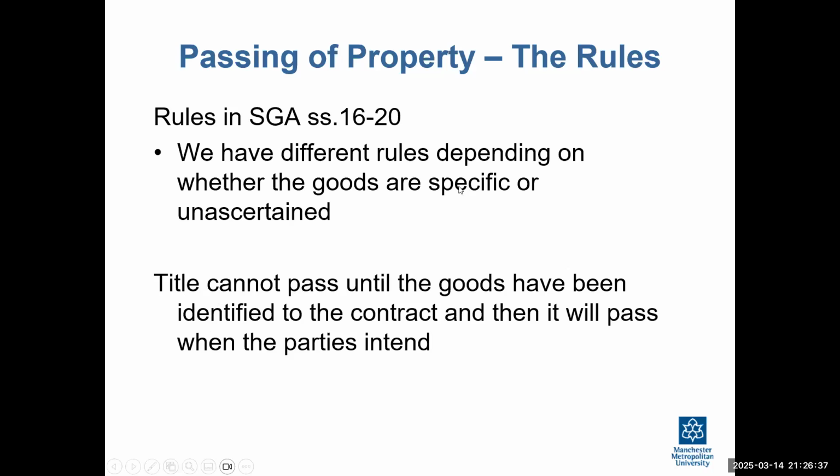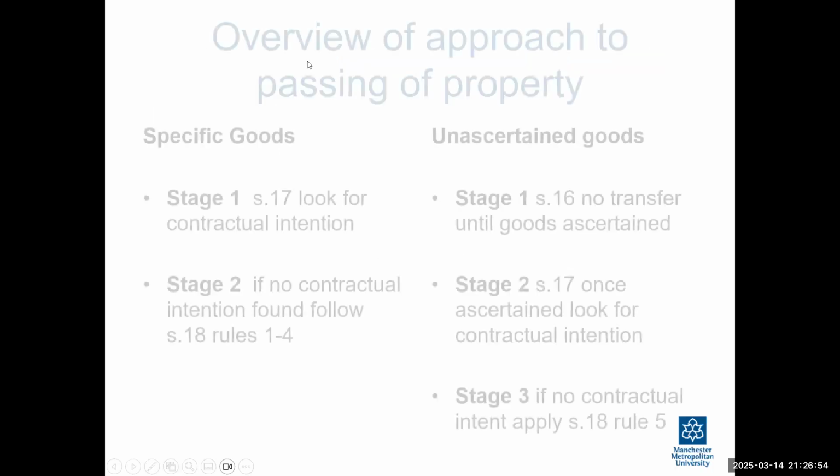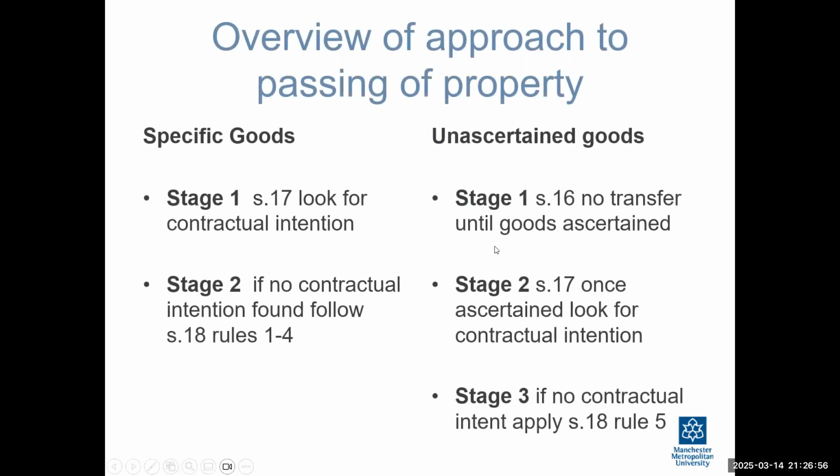So we know easily with specific goods, title passes at the time of the contract. But with unascertained goods, the goods have to be ascertained first by the seller with the assent of the buyer, or by the buyer with the assent of the seller, before they can be allocated to the contract. So this is the overview. If you're looking for a cheat sheet, this is it.